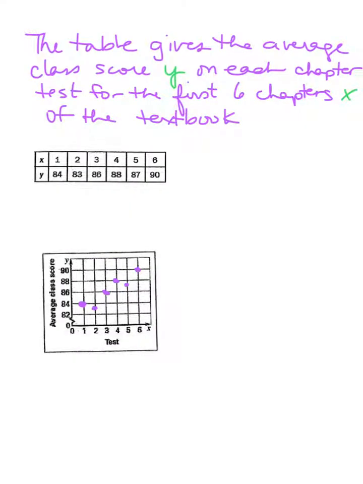Let's look at our next example. It says the table gives the average class score Y on each chapter test for the first 6 chapters, which is X of the textbook. So our X values are the chapters and our Y values are the scores. Now the first thing I have to do is I plotted all the points in our little graph that they gave us. Now again, I'm going to have to do a line of best fit. So I'm going to somehow get in the center there, make sure I'm okay. Now I'm going to draw a line of best fit again somewhere in between my data points.